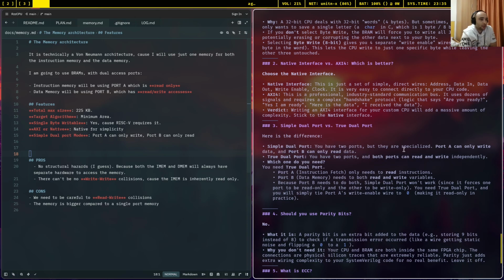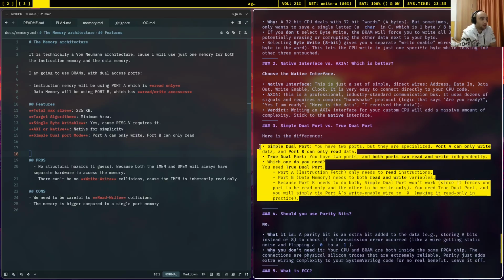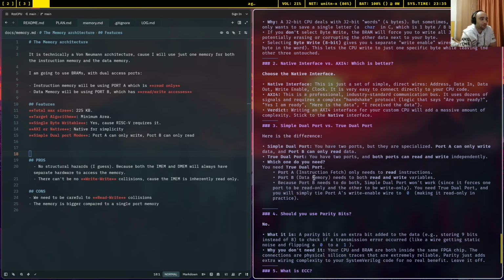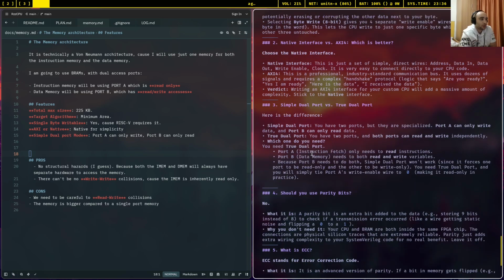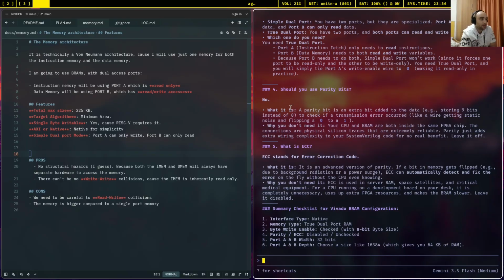But wait, port A can only write and port B can only read. True dual port: port A, instruction fetch, only needs to read. Port B, because port B needs to do both, simple dual port won't work. Since it forces one port to be read-only and the other to be write-only, you need true dual port. You would simply tie port A write enable to 0. But wait a second. Okay, wait. I have a question about this later, but let me first read this.